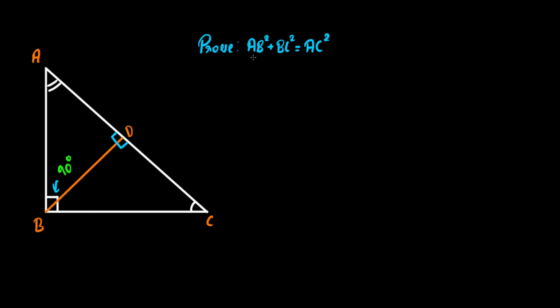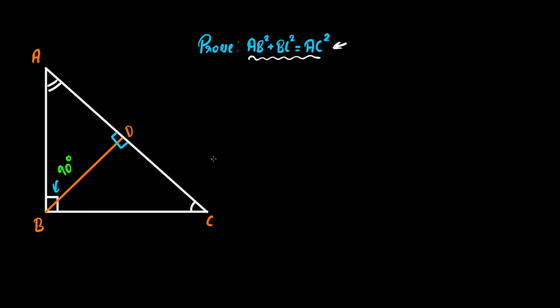In this video, we are going to prove the relationship AB squared plus BC squared is equal to AC squared, or the Pythagorean theorem that you might be familiar with, which is generally notated as a squared plus b squared is equal to c squared. You can see that AB squared, which is this length, plus BC squared, which is this length, is equal to AC squared, which is your hypotenuse length squared.